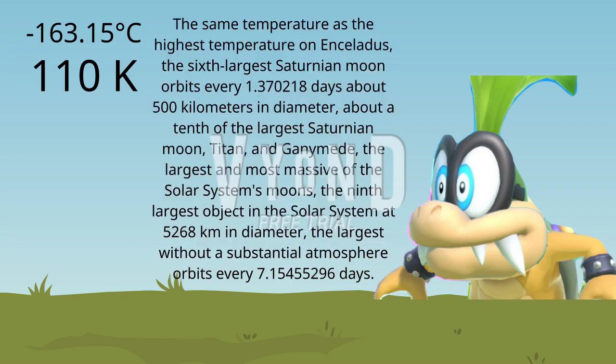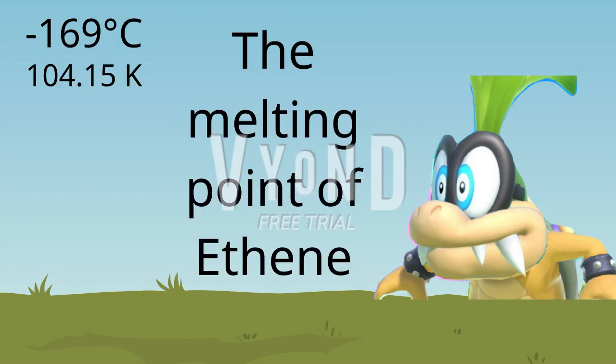The same temperature as the highest temperature on Enceladus, the sixth largest Saturnian moon, orbits every 1.370218 days, about 500 kilometers in diameter. About a tenth of the largest Saturnian moon, Titan, and Ganymede, the largest and most massive of the solar system's moons, the ninth largest object in the solar system at 5,268 kilometers in diameter. The largest without a substantial atmosphere, orbits every 7.154559296 days. The melting point of ethene, a compound containing 2 carbon and 4 hydrogen atoms, is minus 169 degrees Celsius, or 104.15 Kelvin.